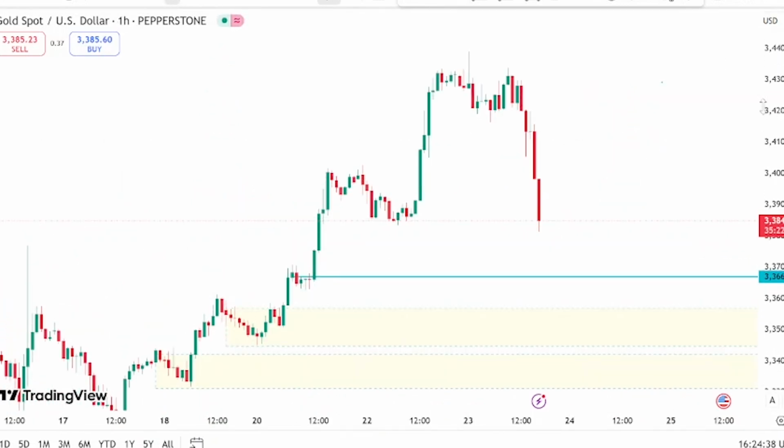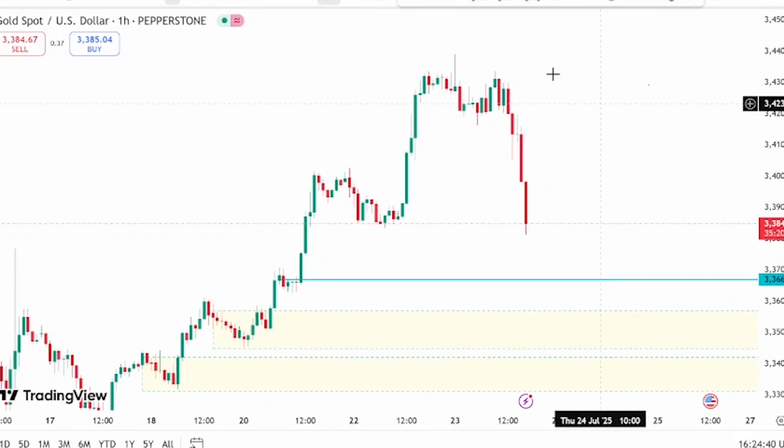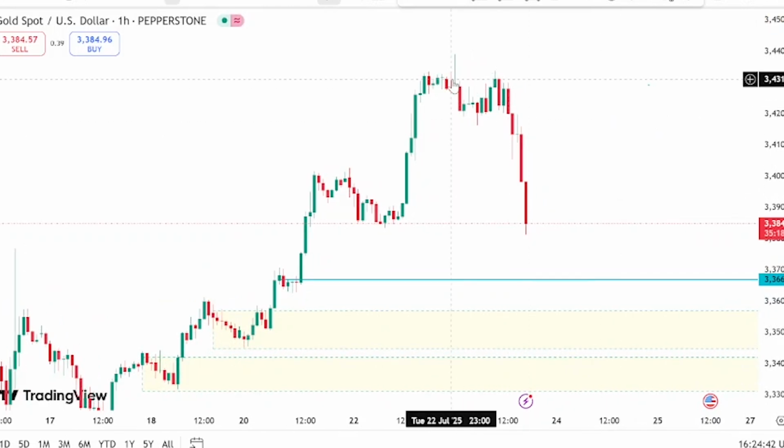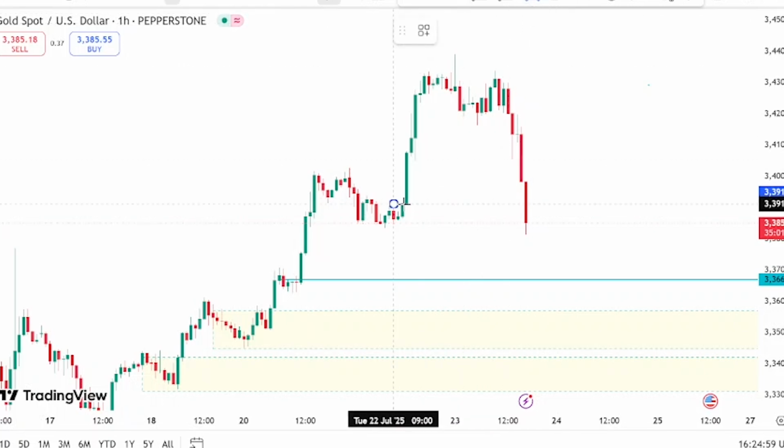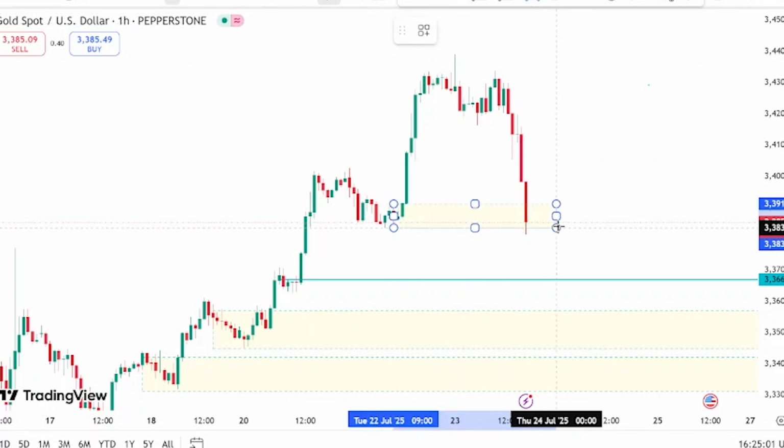Okay, so from the 1-hour time frame, today the market was struggling from this high. We got fundamental news. That's why you can see that the market is so aggressive, moving down from the areas. Some traders have been waiting to take a buy.